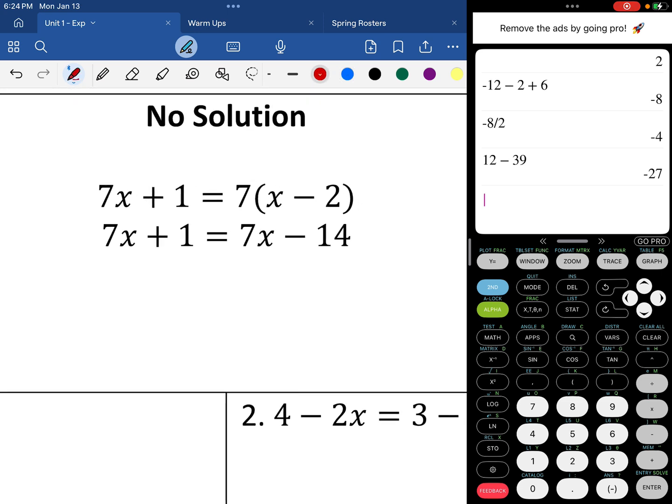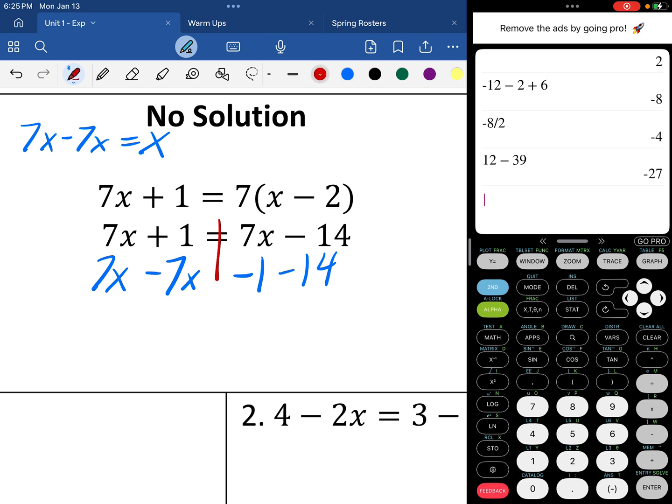Okay, let's go ahead and do our split. 7x comes down. Positive 1, it goes over and becomes a negative 1. This 7x, it goes over. Okay, and then negative 14 comes down. A really big mistake I see right here is people saying 7x minus 7x equals x. This is not correct.